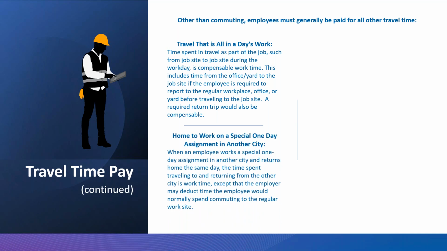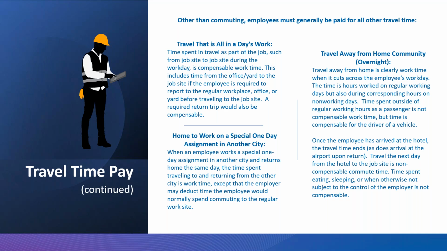The next section of travel time is a special 1-day assignment in another city. So it's kind of like that example I gave. We normally work in Phoenix. We send someone to Tucson. They're going to drive to Tucson and drive back. That travel time must be paid, except that we can deduct out what that normal commute time would usually be.